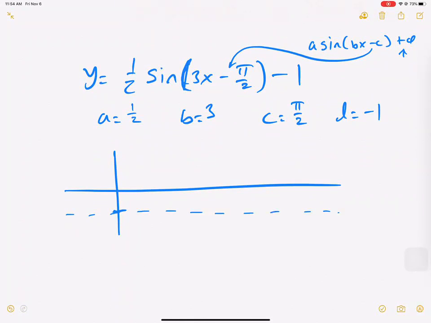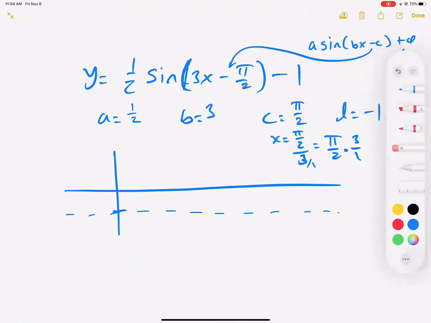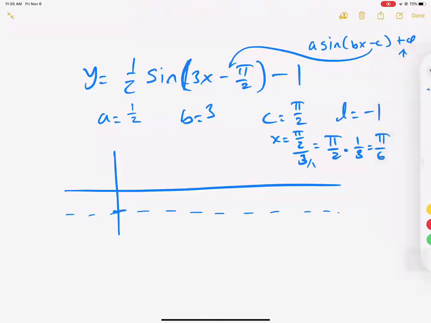C, we don't graph C, right? We use it to find x. X equals pi over 2 divided by 3. We don't like dividing fractions, so we multiply by the reciprocal. 3 over 1, that's the reciprocal of, oops, other way around, I messed up. 1 over 3. See, when I drew out my 3 over 1, I realized my mistake. And this is pi over 6. That's a weird number, but that's fine. Let's call this pi over 6 right here.